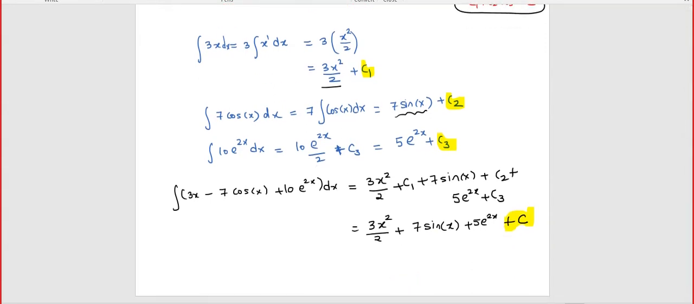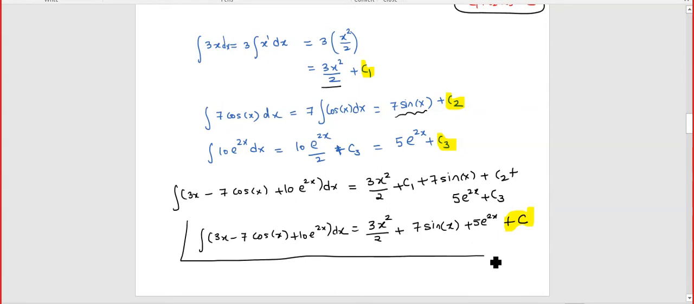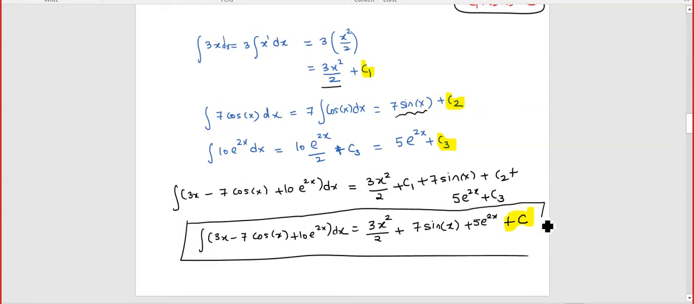So you can say that integration of 3x minus 7 cosine of x plus 10 e power 2x dx is equal to this term. This is how you use the linearity property of the integration for different terms.